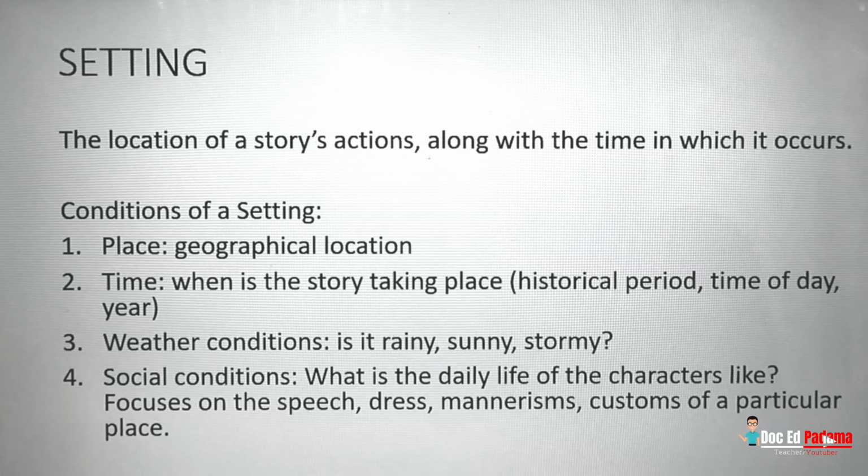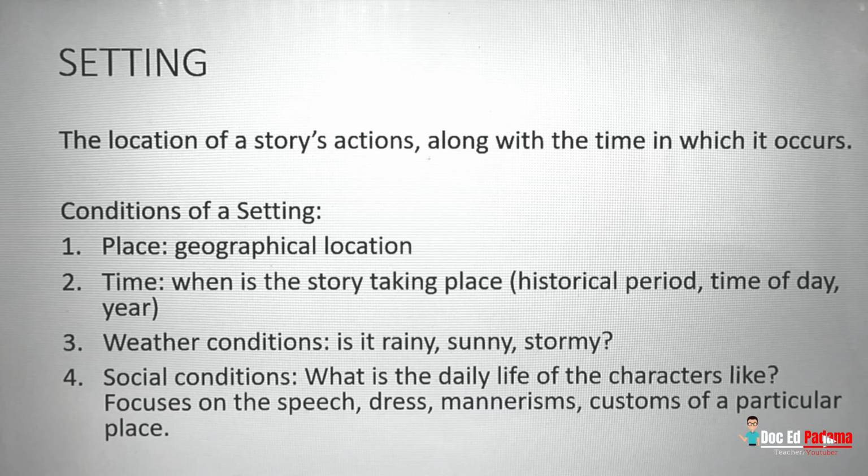The next element in our literary criticism is the setting, which is commonly known as the location where the story unfolded. So conditions of a setting can be the following. Number one, it is the physical or geographic location. The description of the area physically is known as the geographical location.